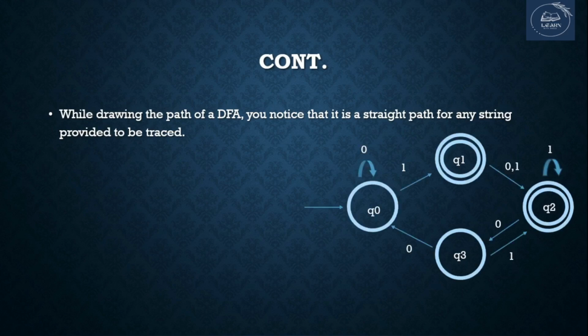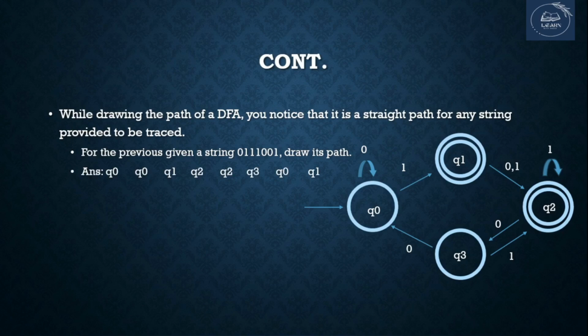Looking at this automata from previous slides again, given this string 0111001, if we were to draw the path, we can see that it is a straight path. Starting with the states that are going to be involved, let's start with Q0. Q0 with a 0 takes us to Q0. Then Q0 with a 1 takes me to what? Transiting with the second value, which is 1, takes me to Q1.